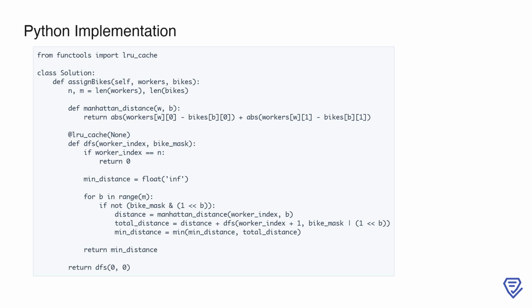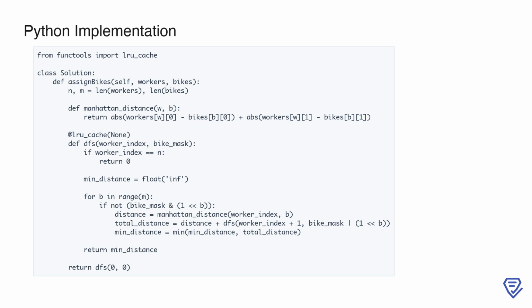1. Base case: if all workers have been assigned bikes, worker_index == n, the function returns 0 because there's no further cost to add. 2. Recursive exploration: for each bike that hasn't been assigned yet, checked via bike_mask, the algorithm calculates the Manhattan distance for assigning the bike to the current worker. It then recursively calls DFS for the next worker, updating the bike_mask to indicate that the current bike is now taken. 3. Memoization: to avoid recomputing results for the same worker and bike assignments, the @row_cache decorator is used. This significantly reduces redundant calculations and improves runtime performance.